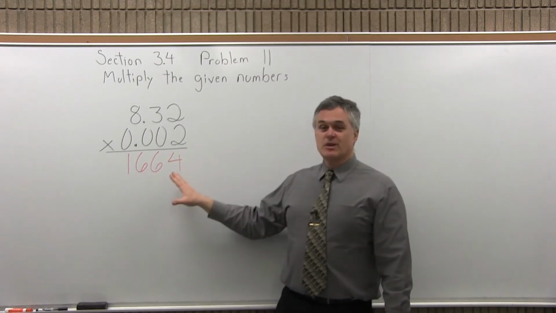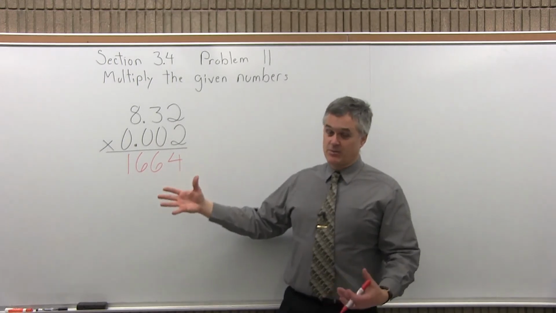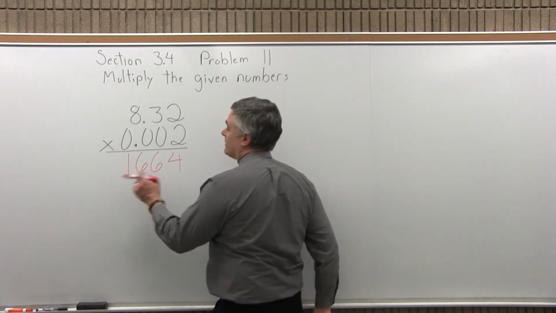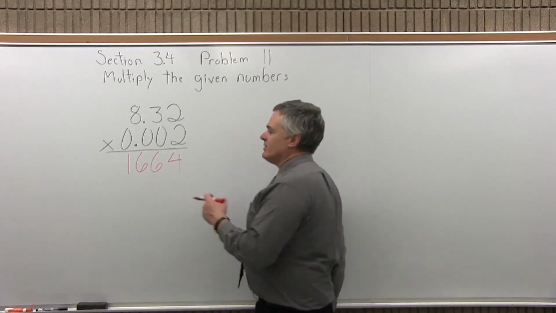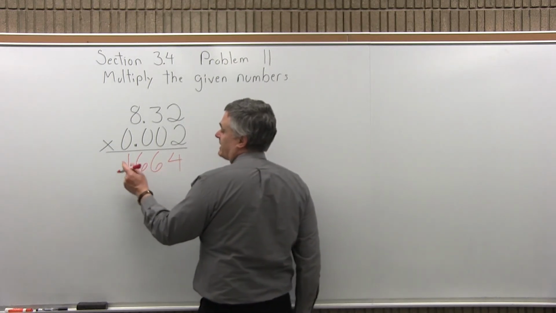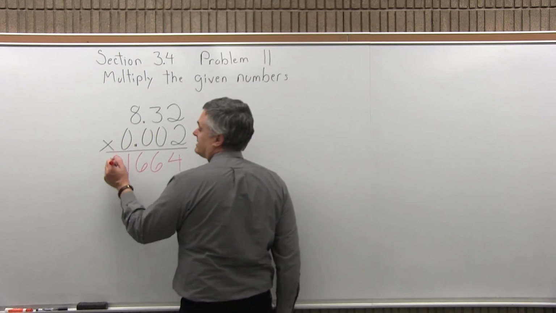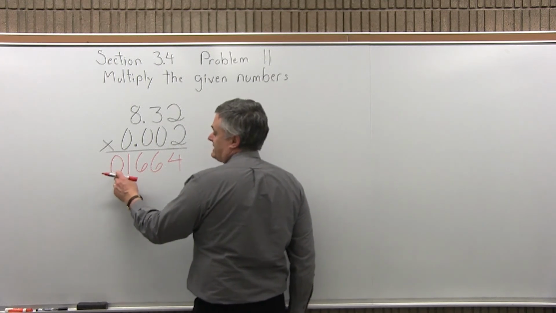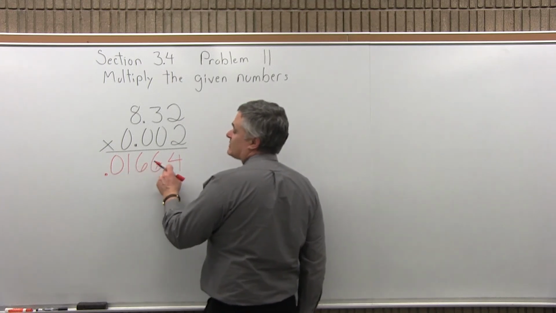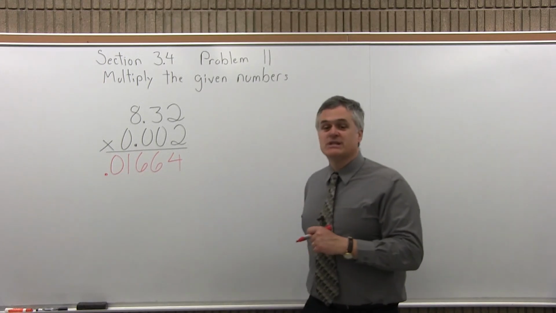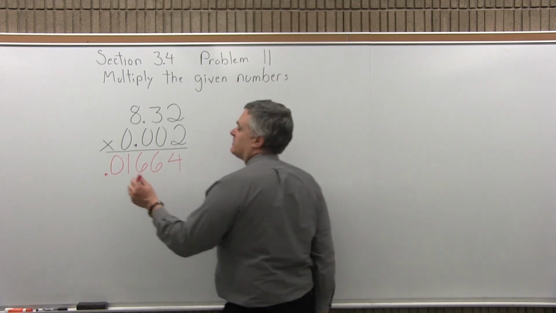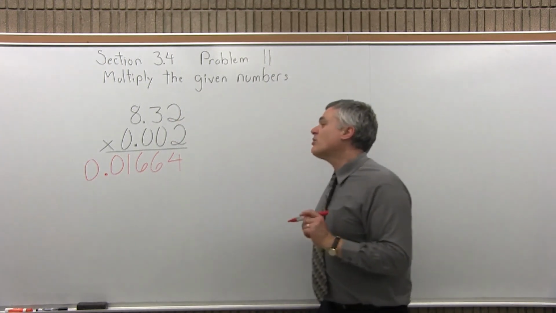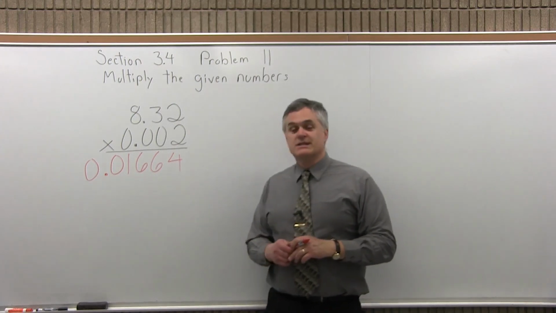So I have to have 5 places after the decimal in my answer. Same number. So 1, 2, 3, 4. We ran out. So what I can do, I have to have 5 places after the decimal in my answer. I can just fill in a 0. And then if I have 0.01664, that gives me 5 places after the decimal. Now, some people like to put the 0 first so you have a digit. That's optional. You can say it's 0.01664.